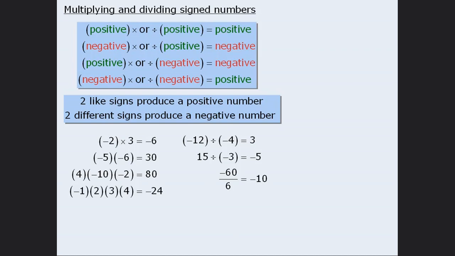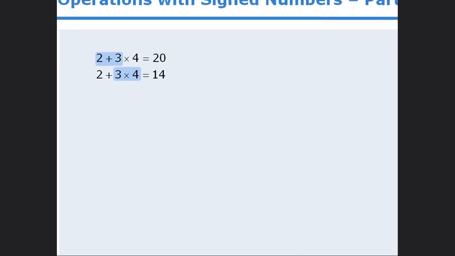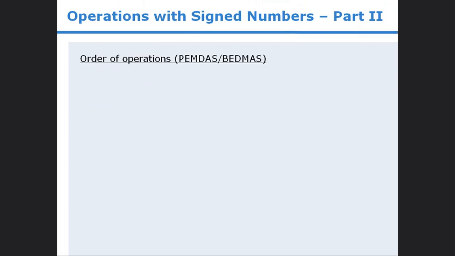Now that we have examined how to add, subtract, multiply, and divide signed numbers, let's see what happens when we combine operations. Notice that there are two different ways we could evaluate this. If we first add the 2 and 3 to get 5, and then multiply 5 by 4, we get 20. Or if we first multiply the 3 and 4 to get 12 and add this to 2, we get 14. So which of these two answers is correct? Well, the second answer is correct because it follows the rules that dictate the order in which we must evaluate expressions when there are two or more operations involved.